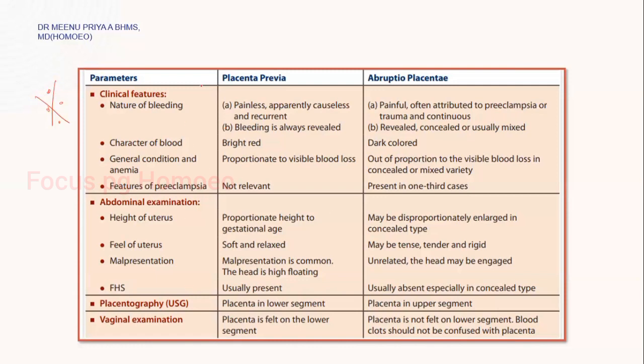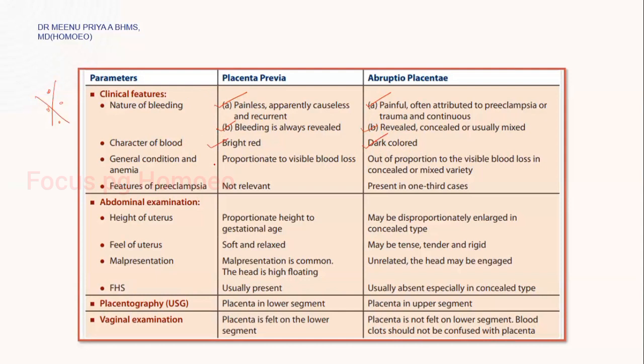So the nature of bleeding in placenta previa, as I told, is painless, apparently causeless, and recurrent. Whereas in abruptio, it is painful, often attributed to preeclampsia or trauma, and continuous. And bleeding is always revealed in placenta previa. In abruptio, it can be revealed, it can be concealed, or it is usually mixed. So it depends on the type of abruptio placenta. And the character of blood in placenta previa is bright red, whereas in abruptio it is dark colored.